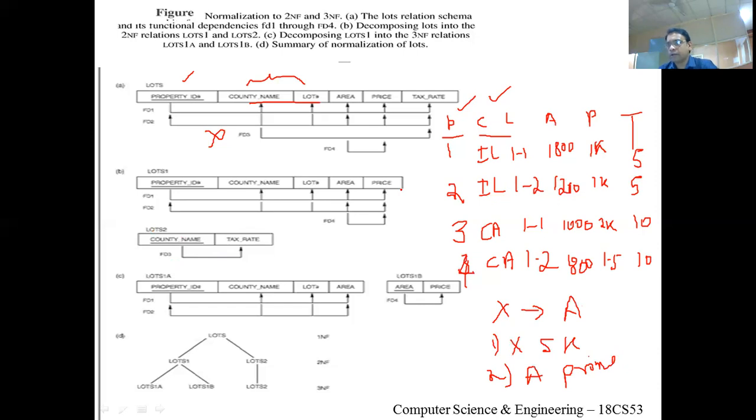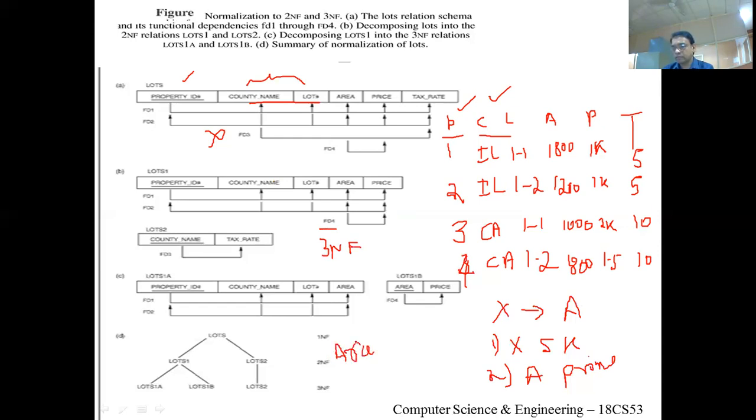X is a super key, that is property ID. And now county name and lot number together determine property ID, area and price. That is a super key also, county name and lot number. Now consider FD4. FD4 violates third normal form because area is not a super key.